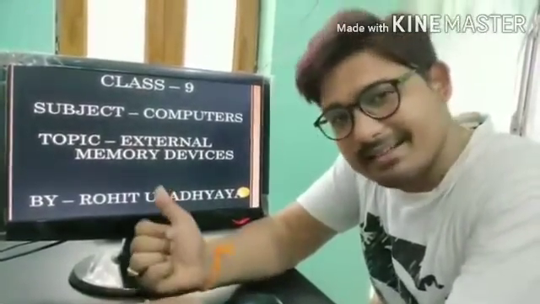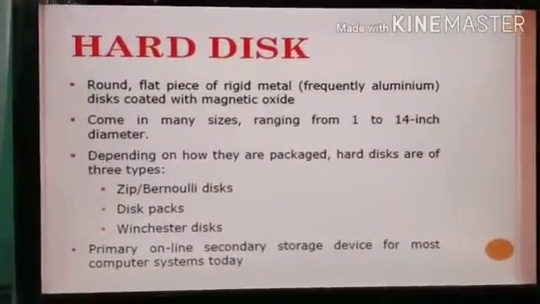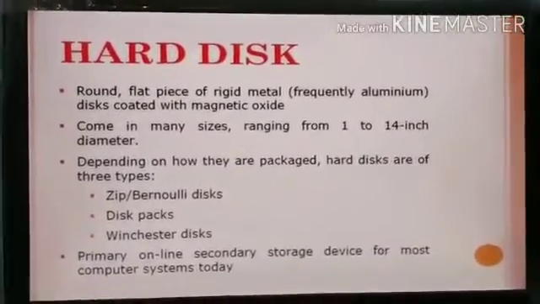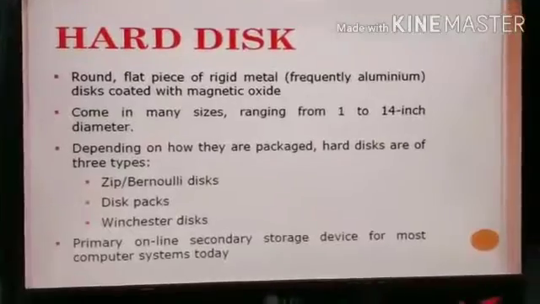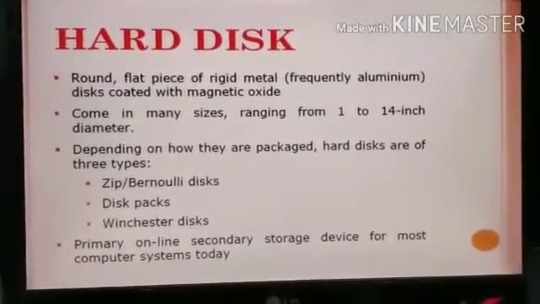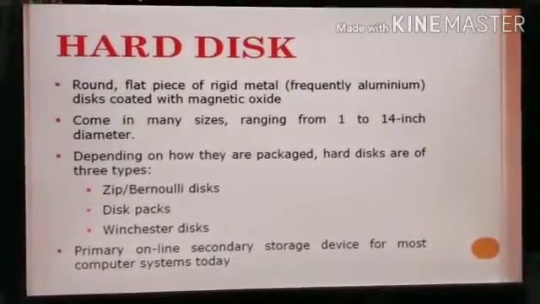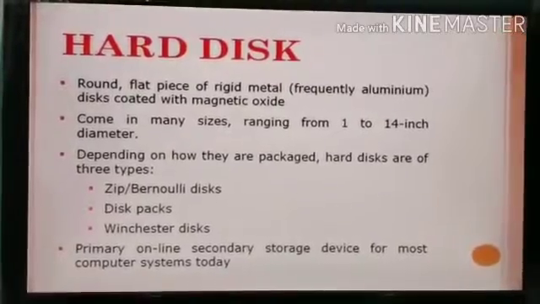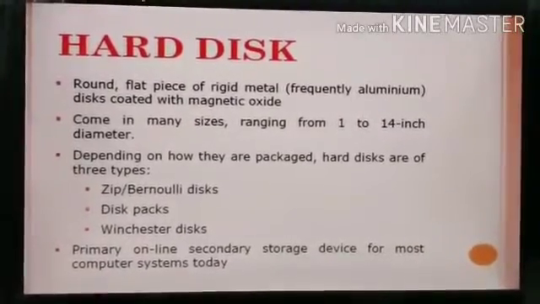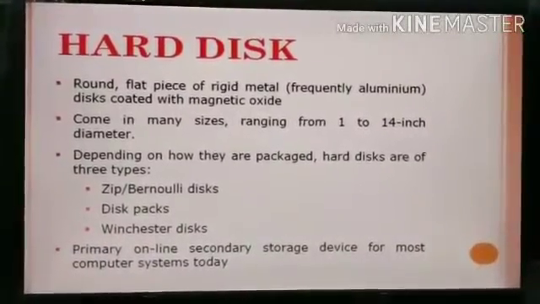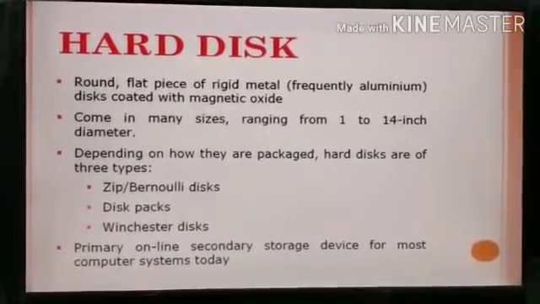So let's start. Now, hard disk. Hard disk is a secondary storage device. This is a round flat piece of rigid metal, mostly aluminum is used, and the disk is coated with magnetic oxide such as iron oxide.